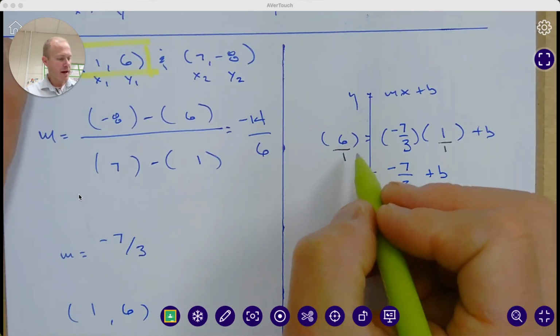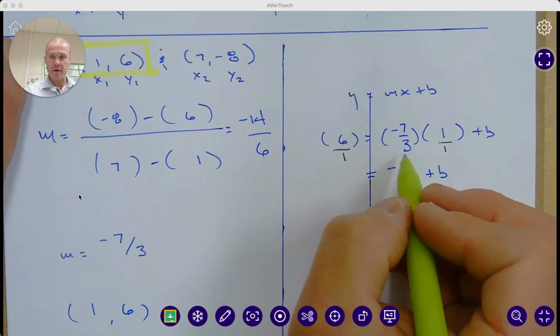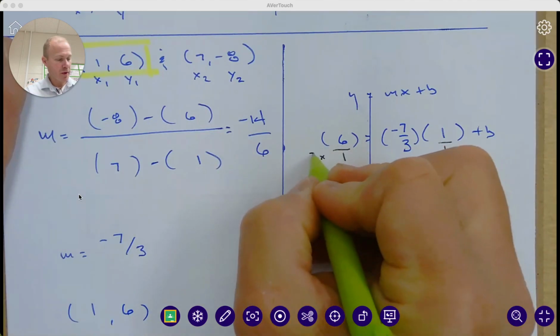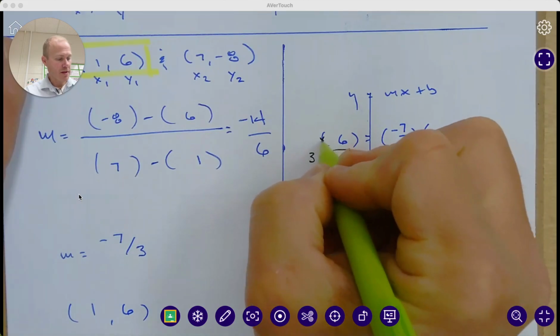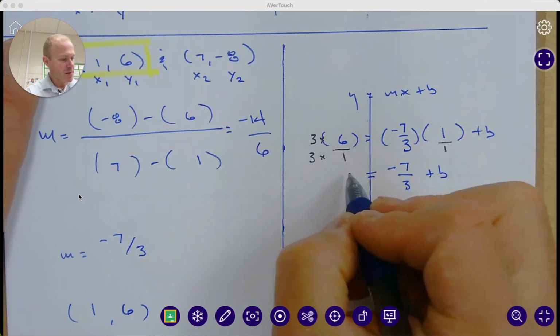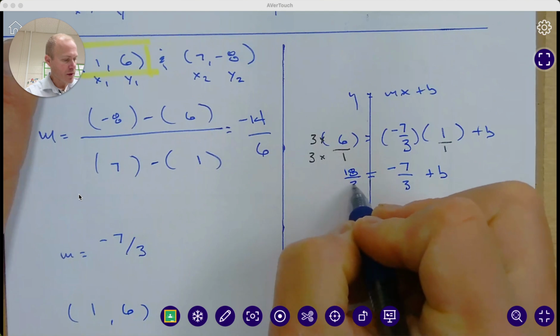Then you're going to multiply by the value that's going to match the denominator we want to achieve. So I want this one to be a 3, so I'm going to multiply the bottom by 3, but then I will also multiply the top by 3. Both of the values, because 3 divided by 3 is 1, so I'm not changing the value, just changing the look of the fraction. And that 6 over 1 becomes 18 over 3.